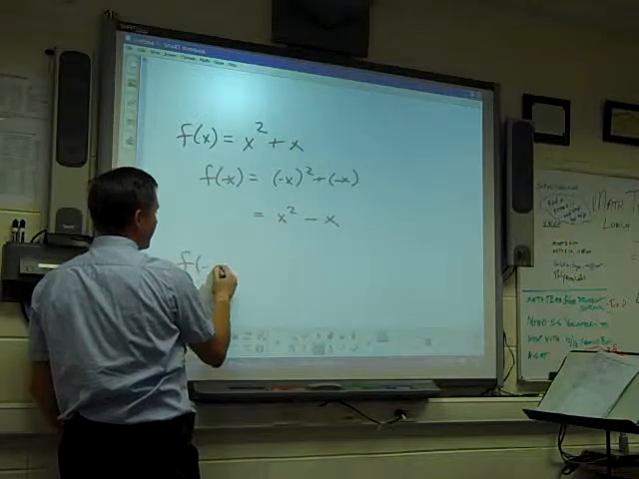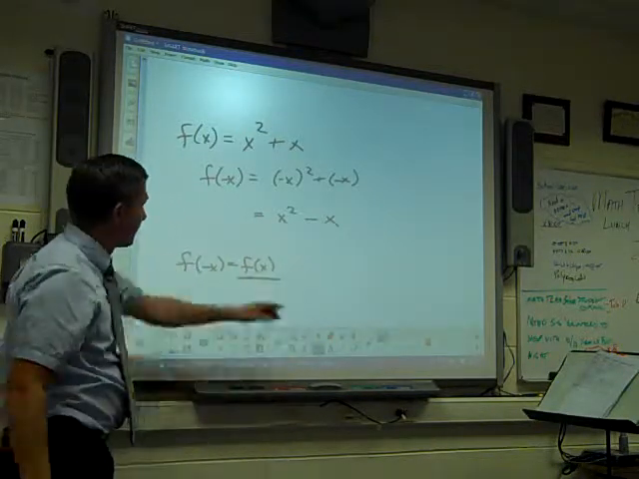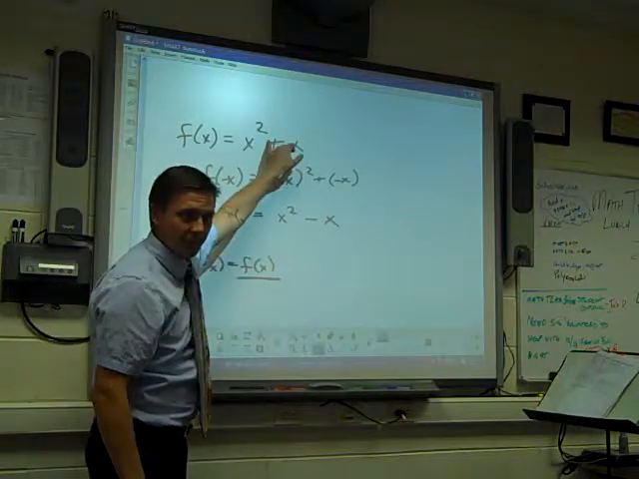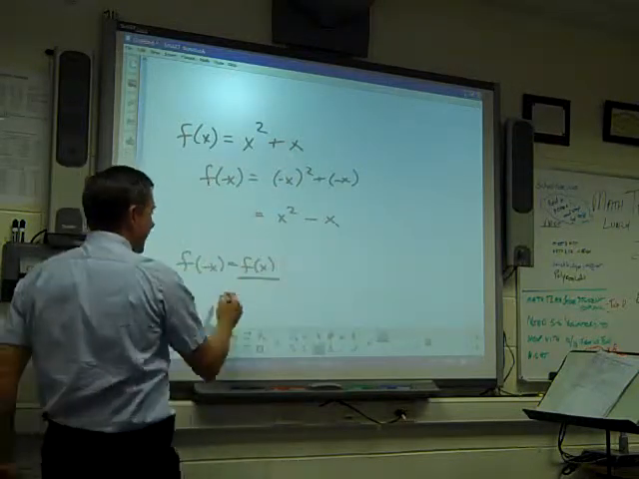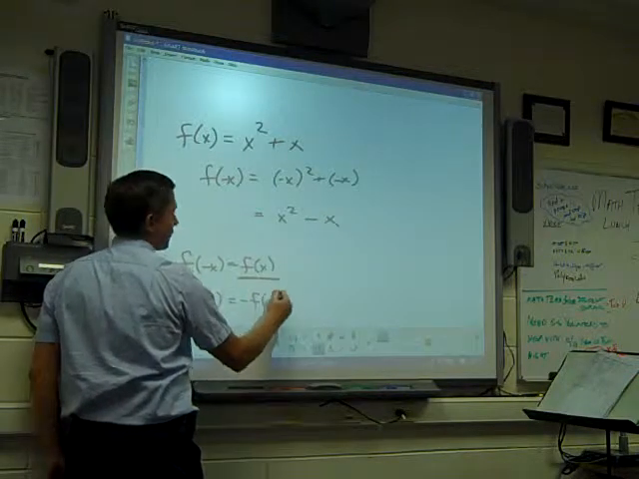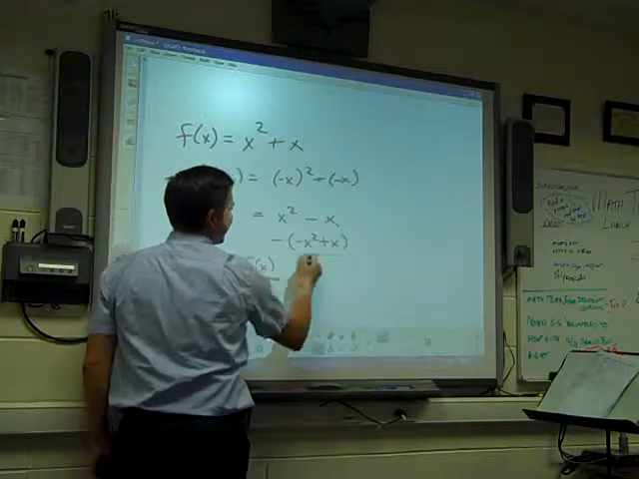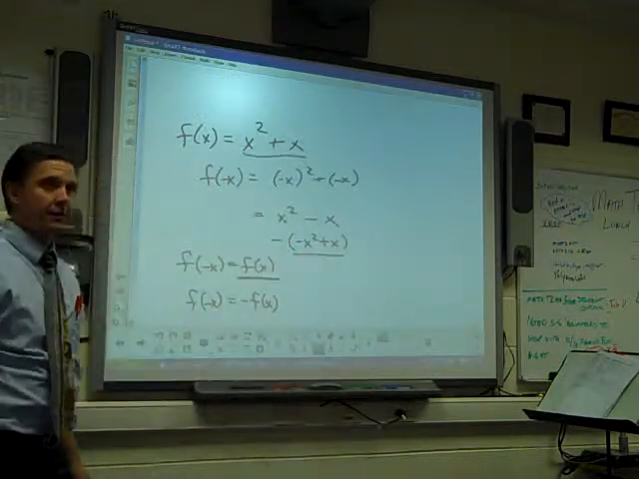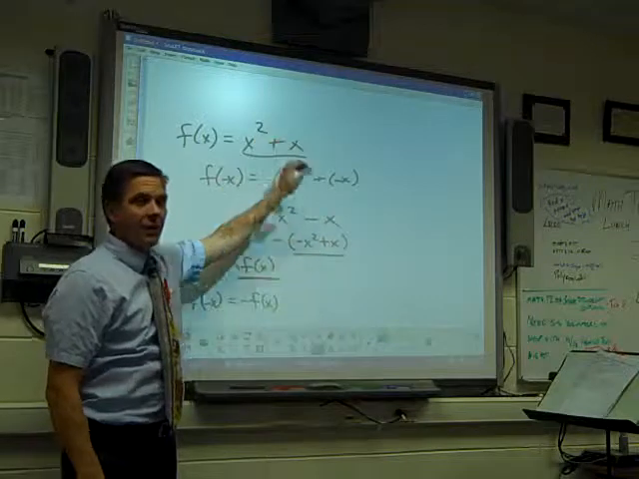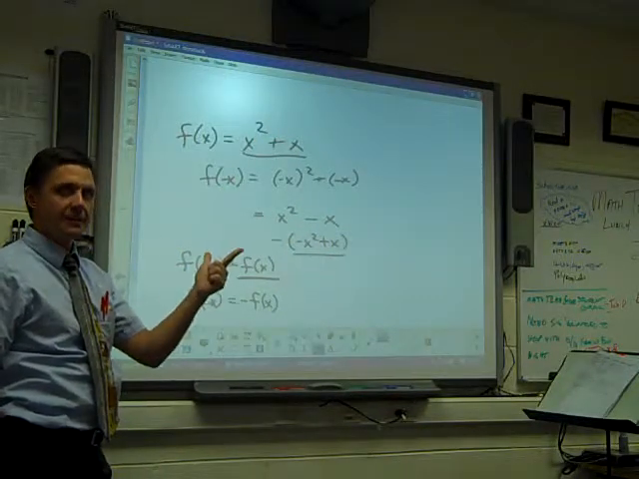For an even function, you have to get the original function. Do you agree this is not the original function? Correct. Or for the odd, you have to get the opposite of the original function. So if I factor out a negative, is this exactly the same as this? No. It has a sign problem on the first term. So it's not odd, it's not even. It's neither.